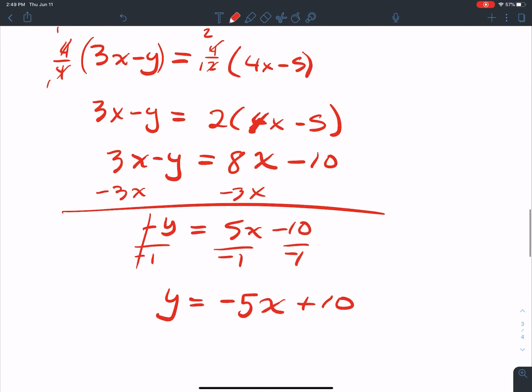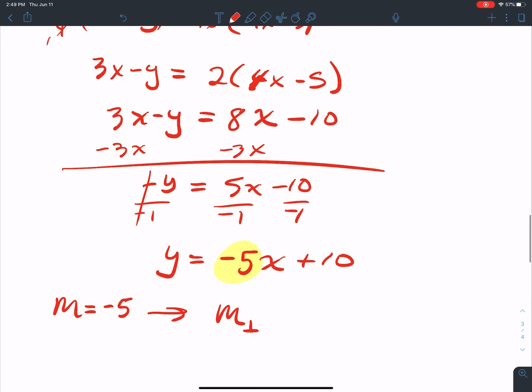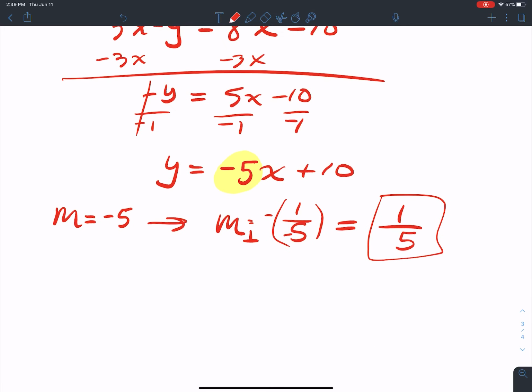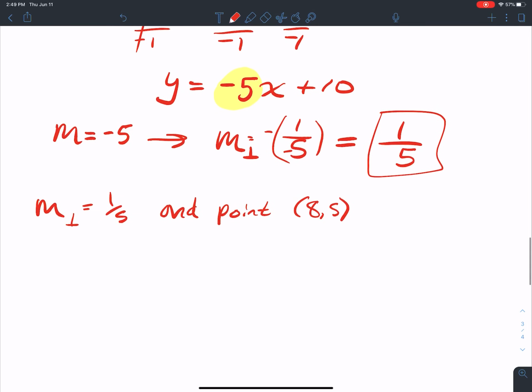So my slope here is m equals, what's the coefficient in front of the x? It's negative 5. So the perpendicular slope is the negative reciprocal. So I flip negative 5, and then I multiply by negative 1. The opposite of negative is a positive, so this is positive 1/5 for my slope. So I have a slope of 1/5 and a point (8, 5). I want it in slope-intercept form, so I'm going to do y equals mx plus b. So I have y equals 1/5 x plus b.